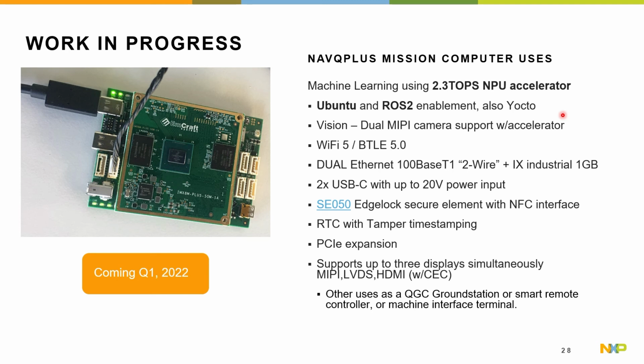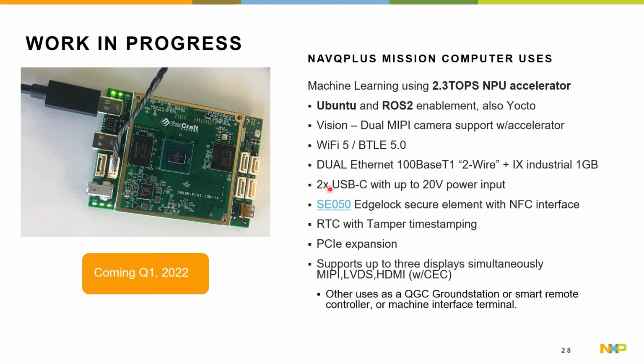So for vision, it does have dual MIPI camera inputs with accelerators. There is the ability to bring in USB and Ethernet cameras and also run them through some of the accelerators or codecs. We will be supporting Wi-Fi 5 and Bluetooth Low Energy, BT5. Dual Ethernet: one is 100 megabit T1 2-wire Ethernet, so there won't be any adapter needed to go into a 2-wire automotive Ethernet system. And the other will be the IX Industrial 1 gigabit, which will plug directly into the Ethernet switch that I showed you earlier.